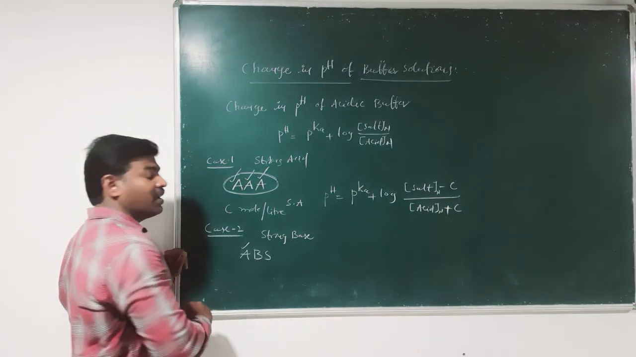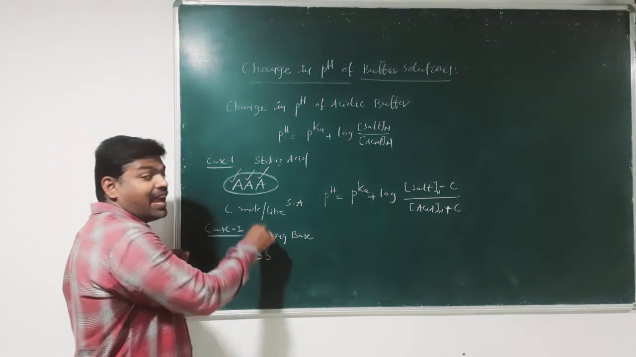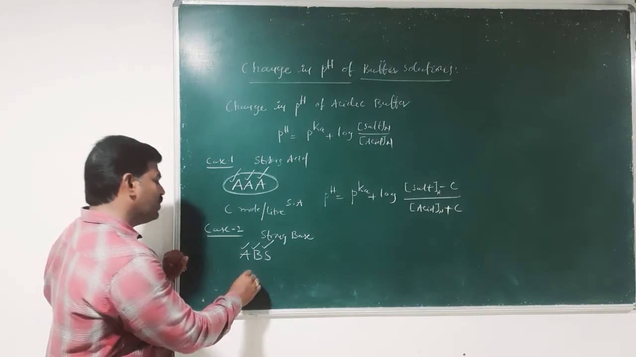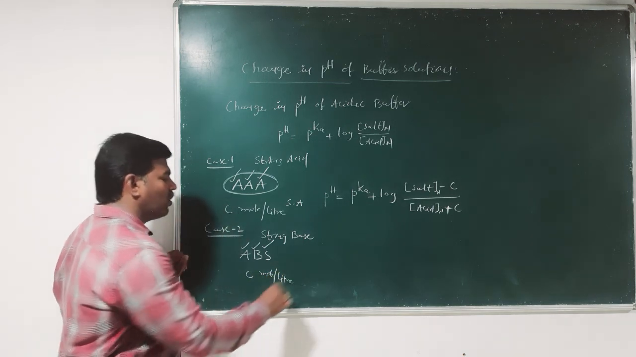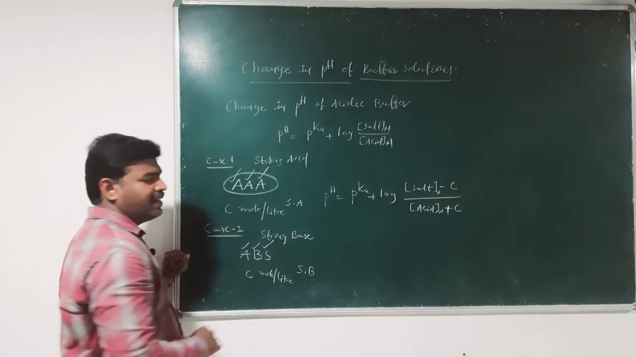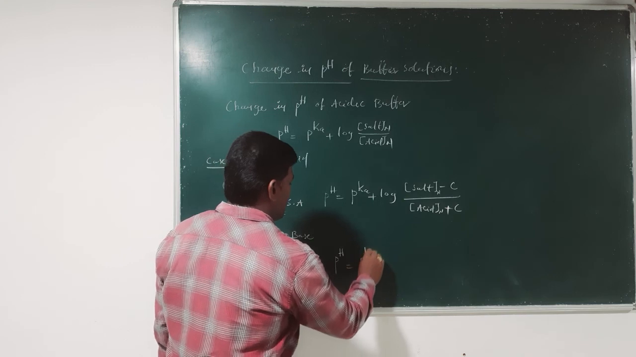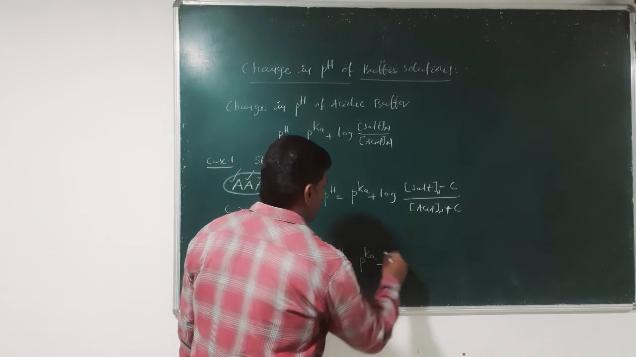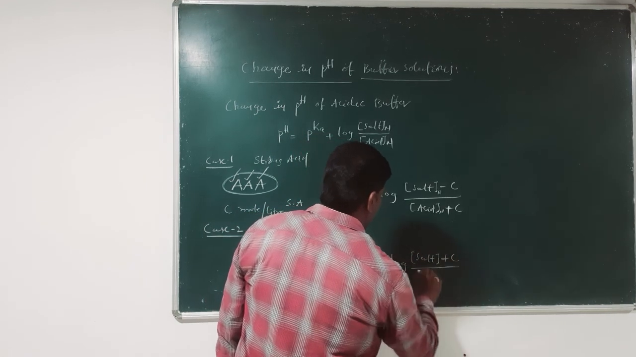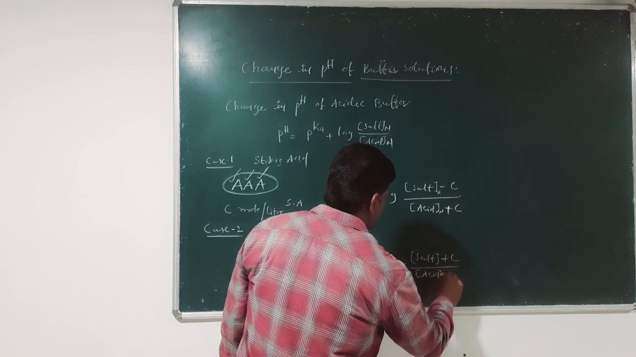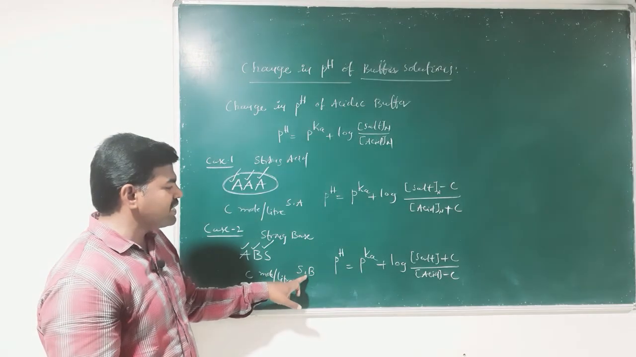For acidic buffer, when strong base is added, salt concentration increases and acid concentration decreases. For example, if we add C moles per liter of strong base, then pH is equal to pKa plus log of the concentration of salt increased by C, divided by the concentration of acid decreased by that amount.